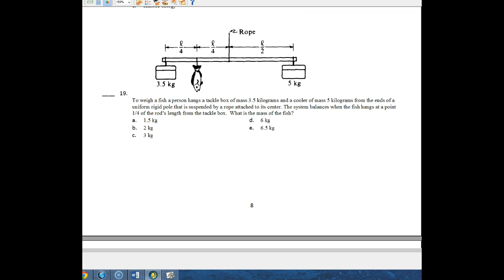No fisherman would do this. However, maybe a physics fisherman would. We have a long pole. That pole doesn't have hardly any mass at all, so we're going to ignore its mass. And I've caught a fish.